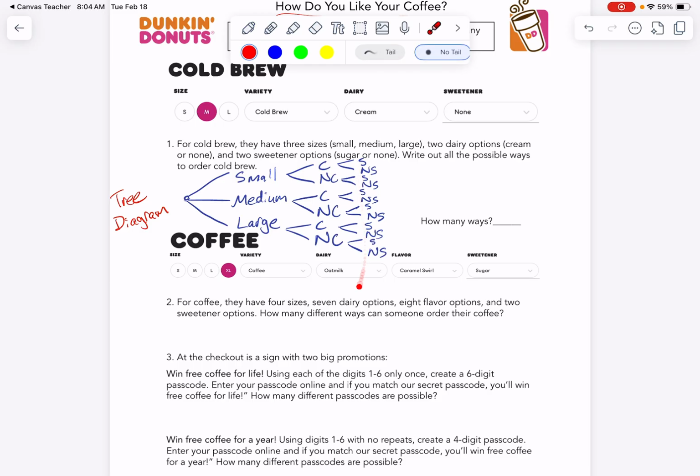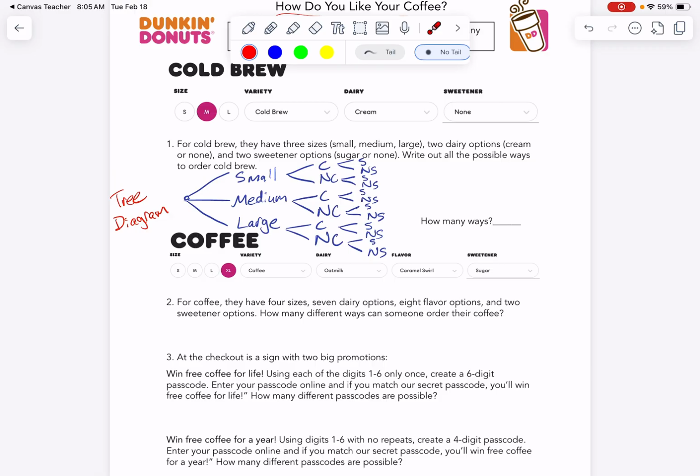So each of these ending branches represents one possible way to make a cold brew at Dunkin' Donuts. Right here, this would be no sugar, no cream, and a medium cup. This one would be sugar, no cream, large cup. We could have sugar, cream, small cup, right? Each branch is a different possible combination.